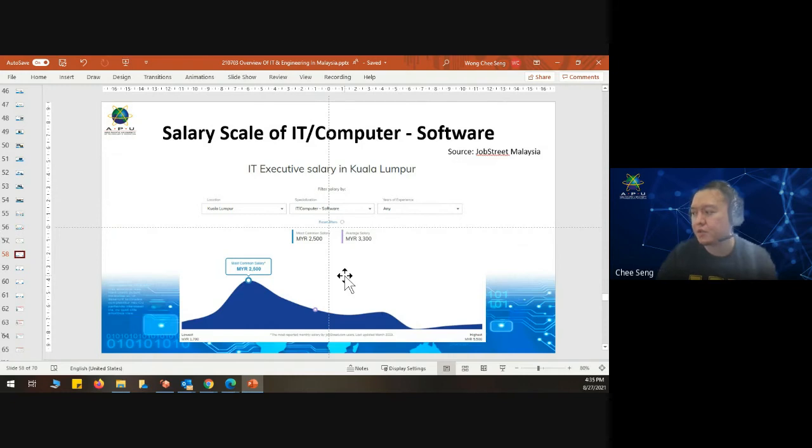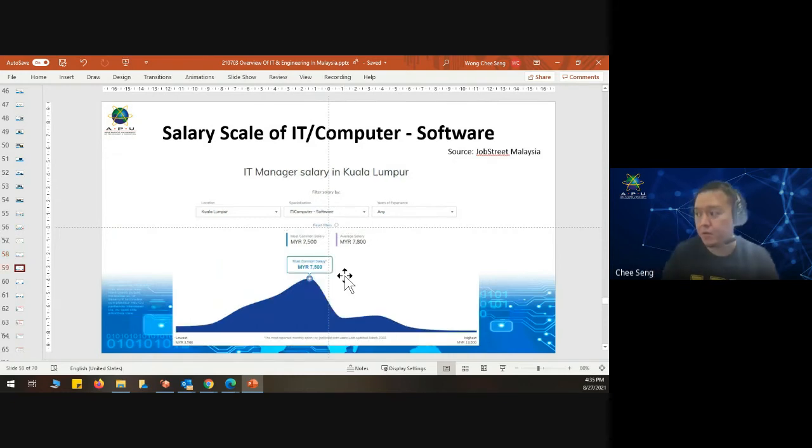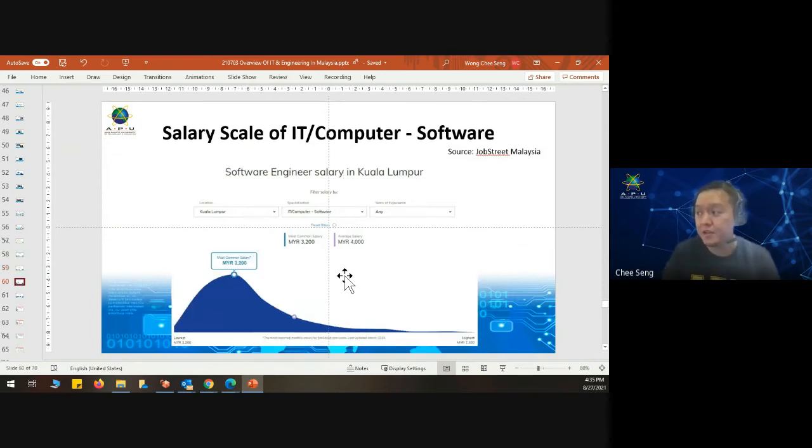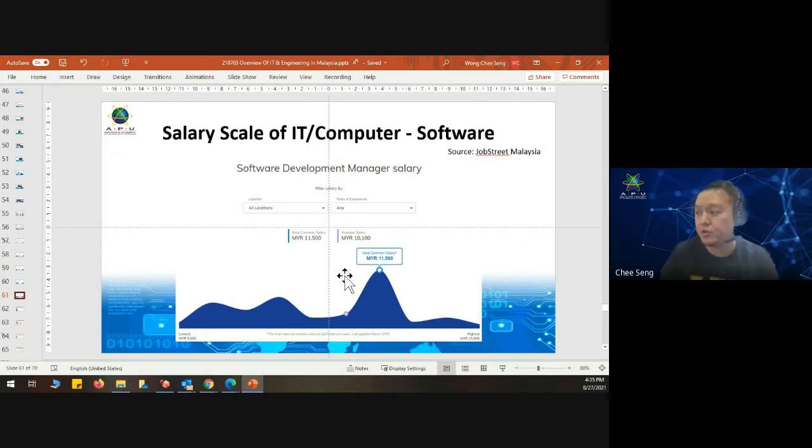The average salary is about 3,003 for entry level. Once you move into the management level, it will jump to 7.5, 7.8 at least. That is IT. If you are going for software engineer, the entry level could go up to 4,000. And once you go into the management positions, your salary is up to 10K.